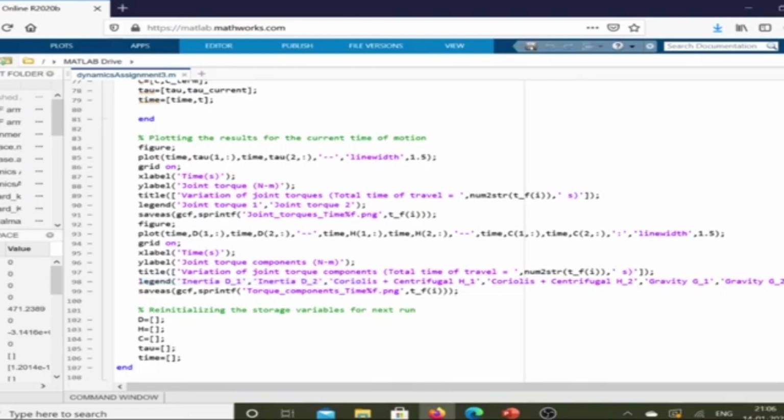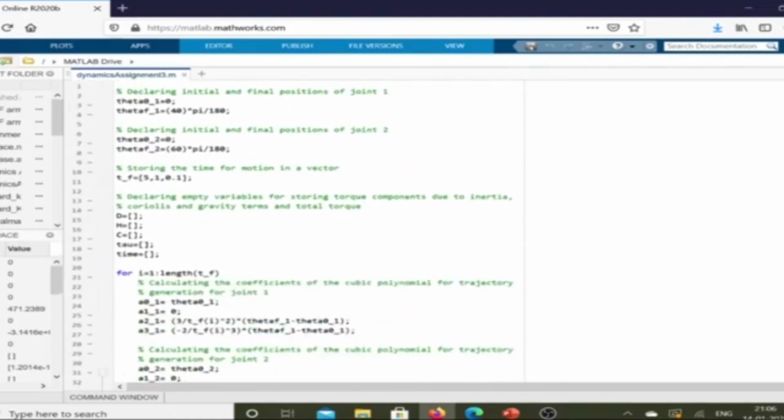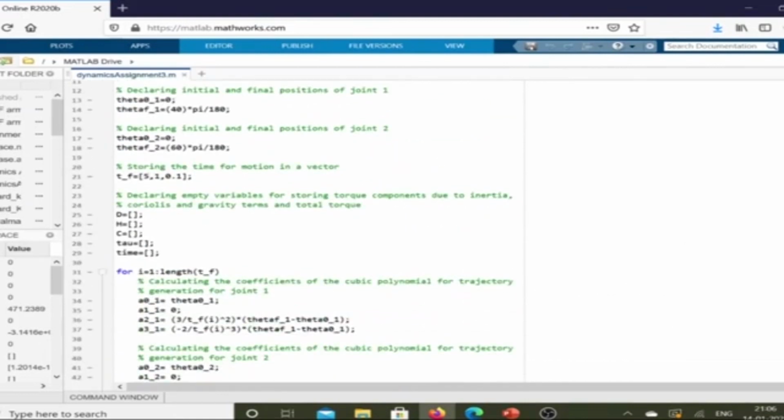Okay, then we are initializing the storage variables for the next run, because the first run is for a time instant of 5 seconds. Then it will have to clear the variables and run again for 1 second, and then clear again and run for 0.1 second. So for 5 seconds, you'll be getting two graphs. One graph giving us the variation of tau 1 and tau 2.